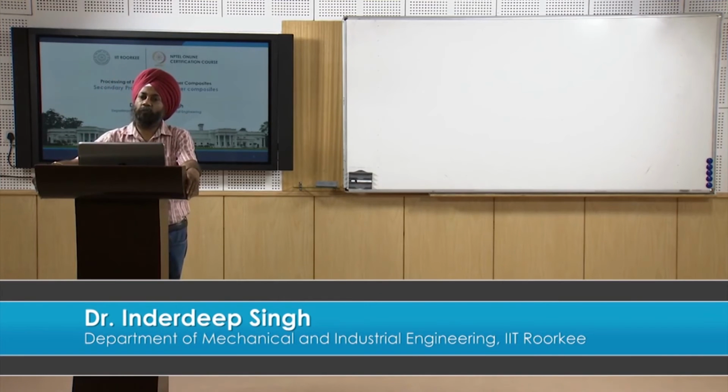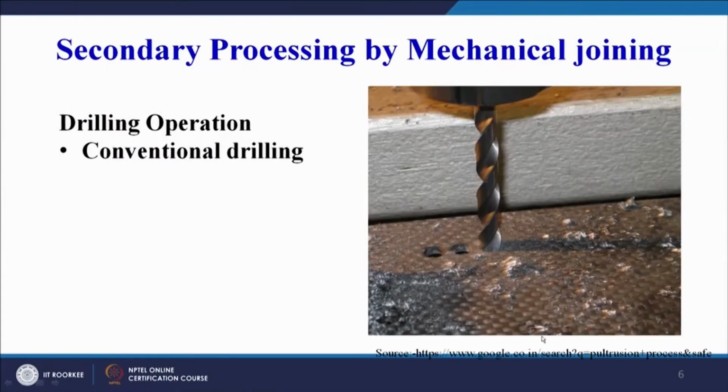Usually we call this type of fastening a mechanical fastening technique. So in mechanical joining we require the drilling of holes. Here we have a composite plate and drilling can be done to generate a hole for providing a site for doing the fastening operation.